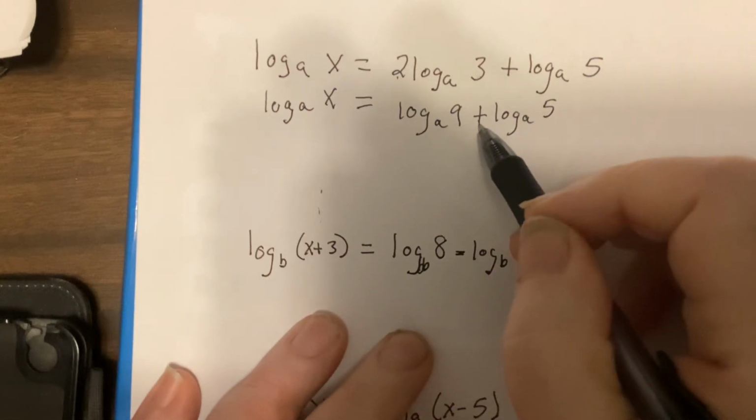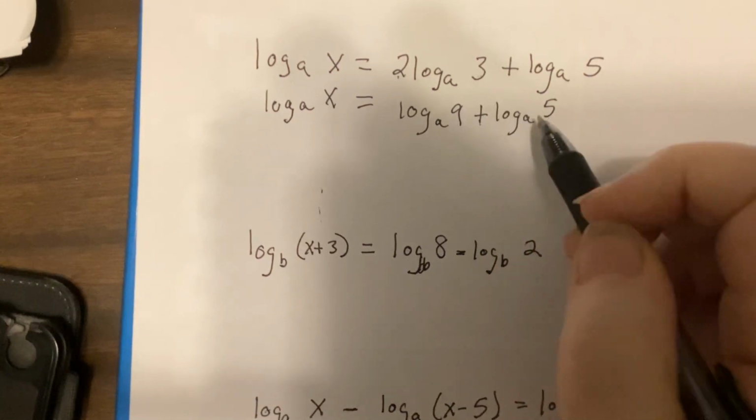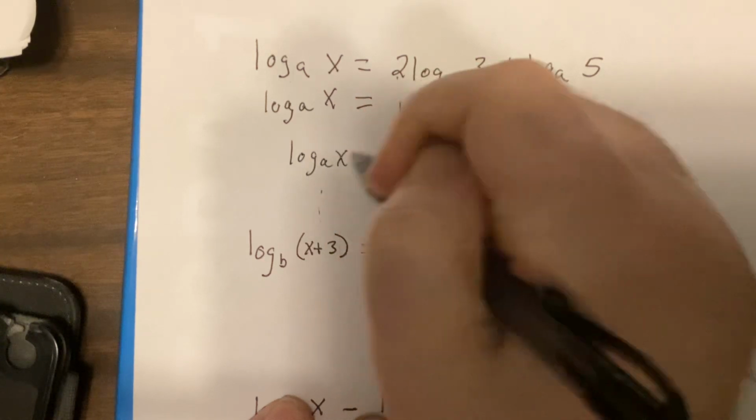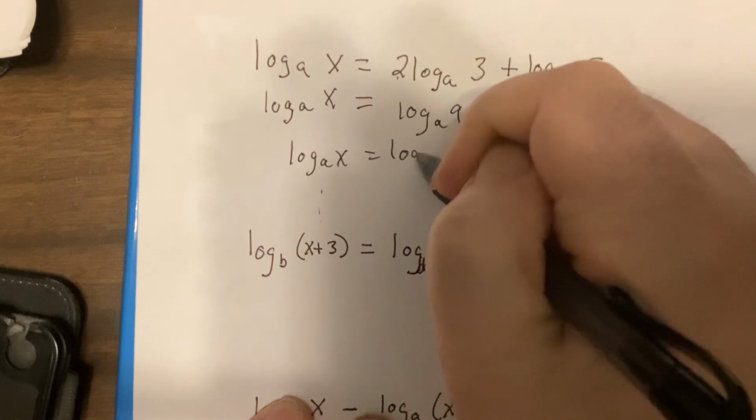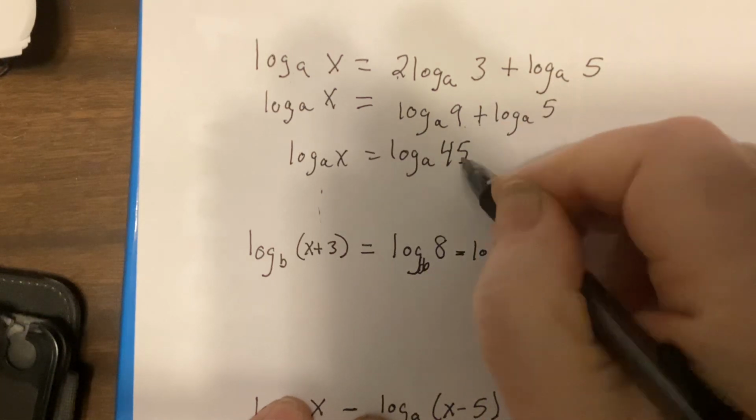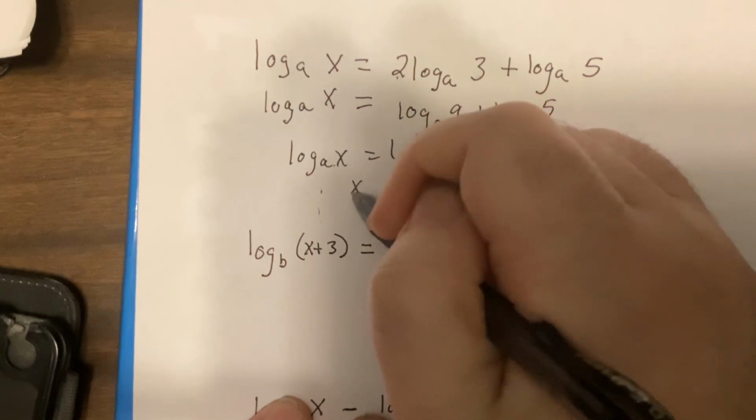Then when you have a plus, if you remember your laws of logarithms, that means multiply the inside. So it'd be log a of x equal log a of 45, 9 times 5. And hey, that means x equals 45.